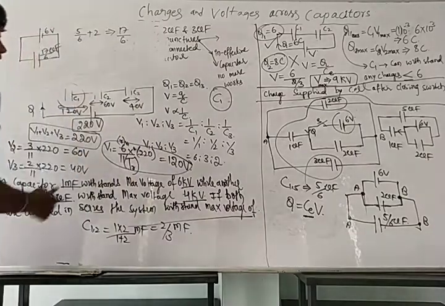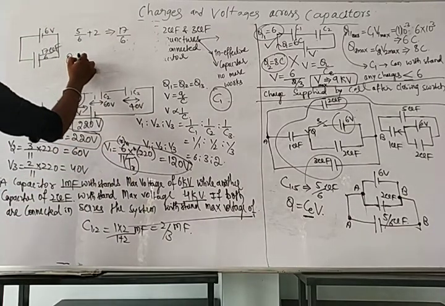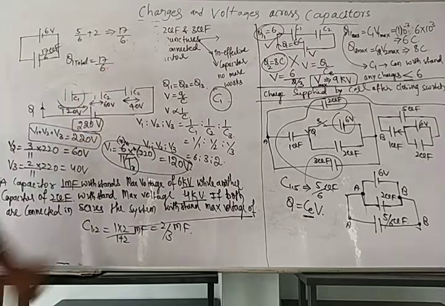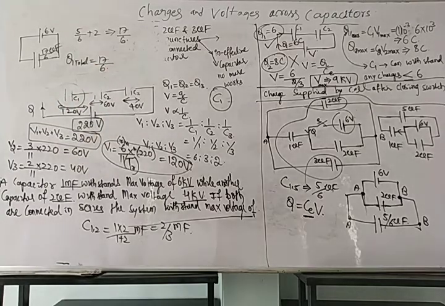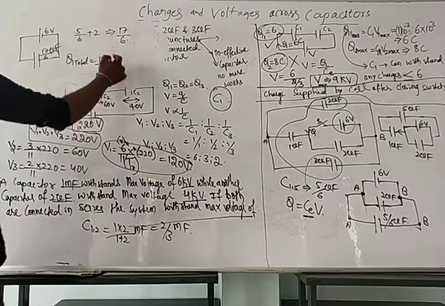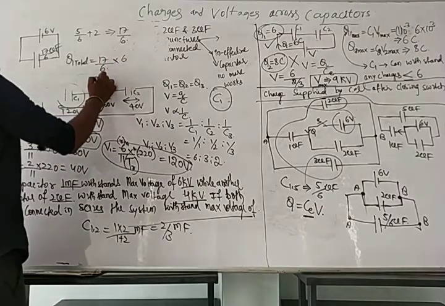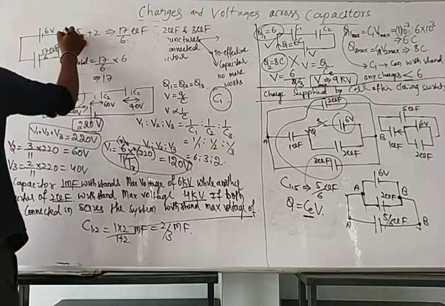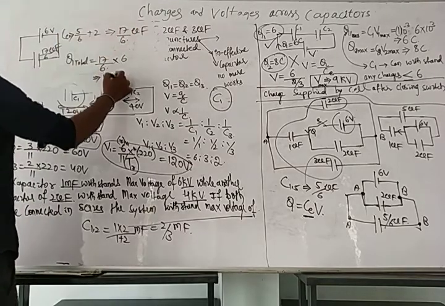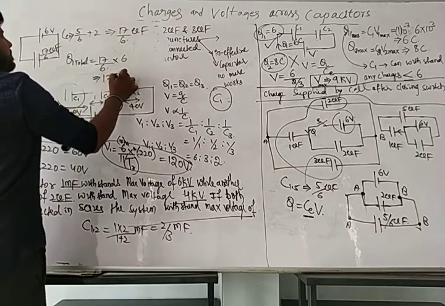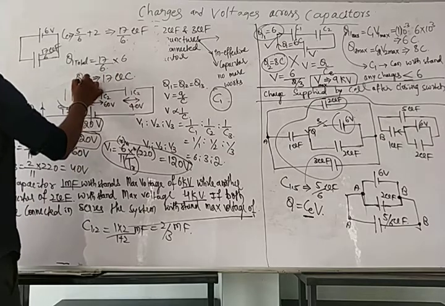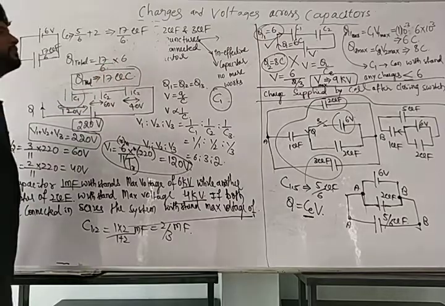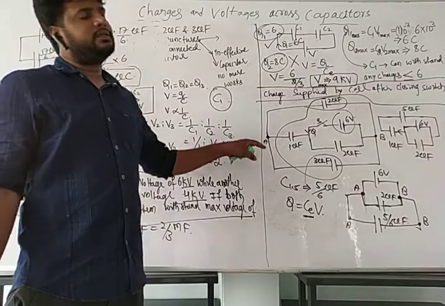Now q total is equal to how much? Ce is equal to 17 by 6 microfarad. What is the value of voltage? It is 6. So q total is equal to C equivalent times voltage, and you will get 17 microcoulomb. This is the total charge supplied by the cell when the switch is closed. Is this condition clear? Okay.